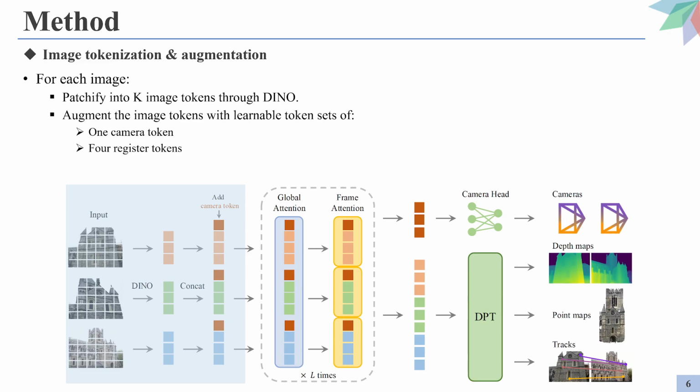We now look at how the processes are done step by step. First, VGGT patchifies each image and extracts visual tokens using a DINO-based vision transformer. Then the model augments these tokens by adding 5 learnable tokens, 1 camera token and 4 register tokens. These tokens help the transformer organize information and provide dedicated slots where frame-level structure can be stored and exchanged during attention.